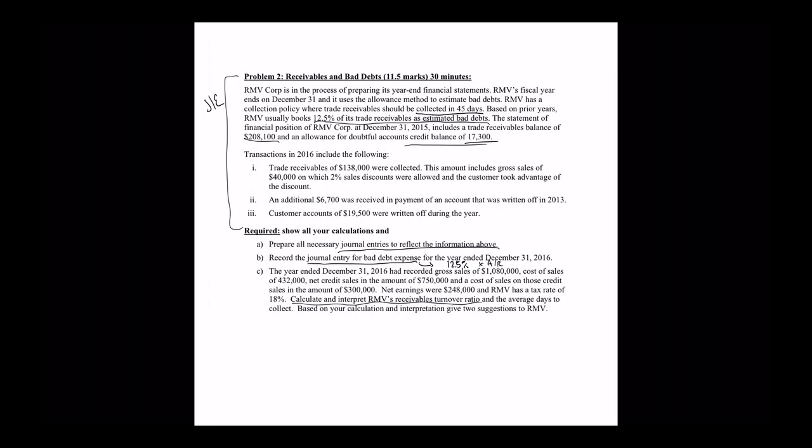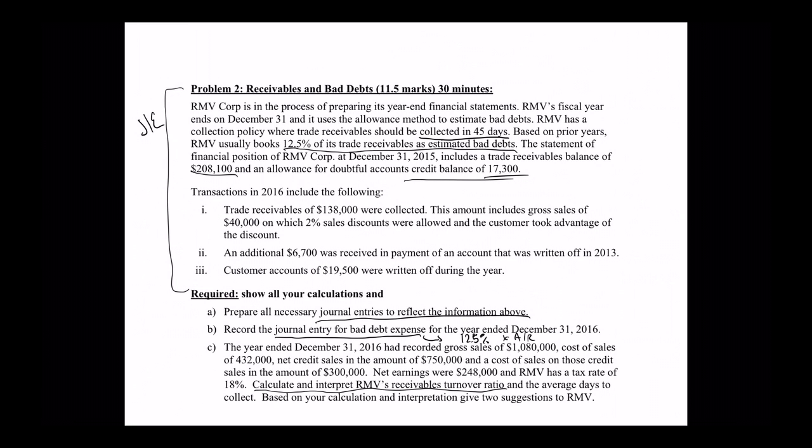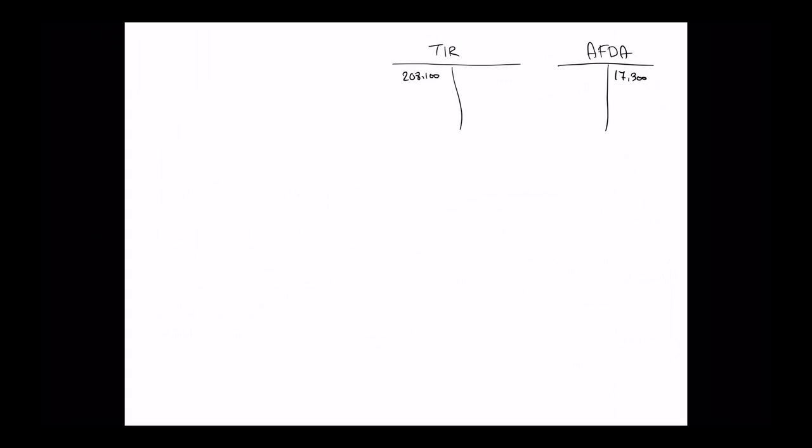So let's start going through each of the items that occurred in the year, the transactions, and we'll do the journal entries. So first, trade receivables of $138,000 were collected. This amount includes gross sales of $40,000 on which a 2% sales discount was allowed, and the customer took advantage of the discount. So, transaction 1, we received cash. We gave a sales discount, so we're going to debit that as well. And we're going to credit trade receivables.